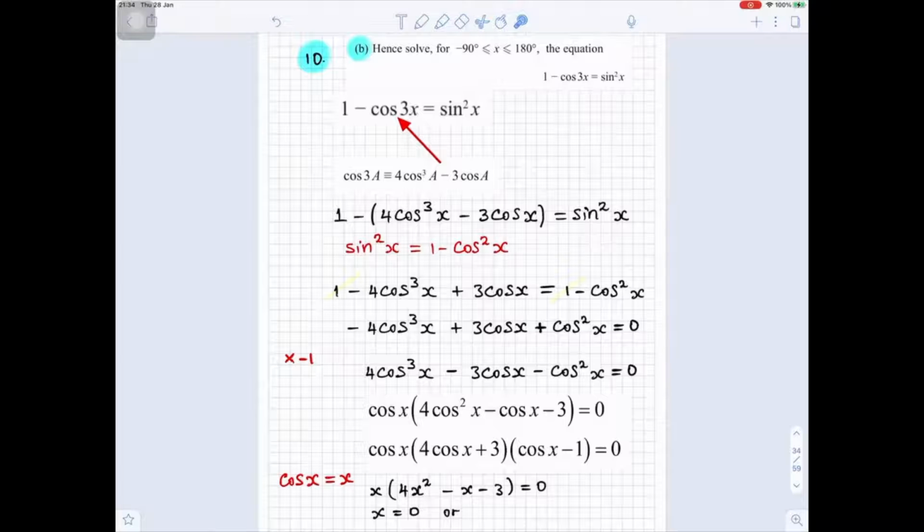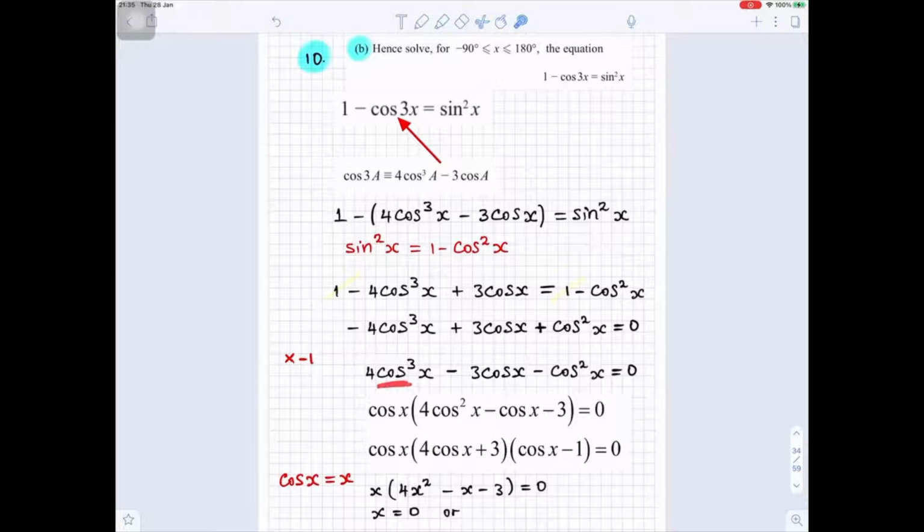So 1 minus 4 cos cube x plus 3 cos x equals 1 minus cos squared x. Now there's this 1 on the left and this 1 on the right. They can cancel each other. 1 minus 1 is 0. You're left with minus 4 cos cube x plus 3 cos x. And you take the minus cos squared x to the left, it becomes plus cos squared x. You can times by the minus 1. So this minus becomes a plus, this plus becomes a minus, and this plus becomes a minus, equal to 0.